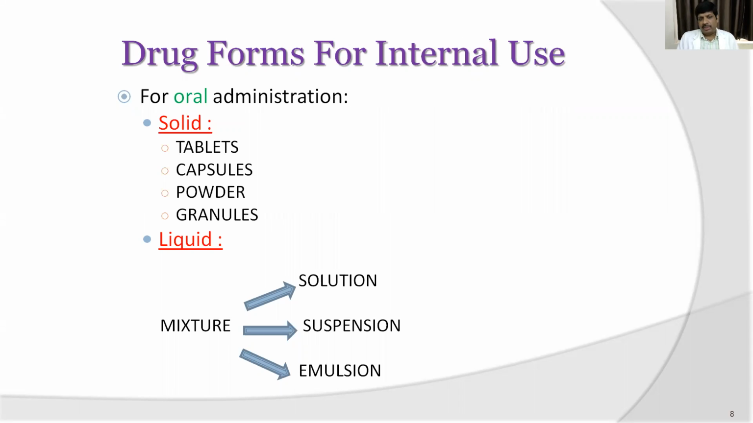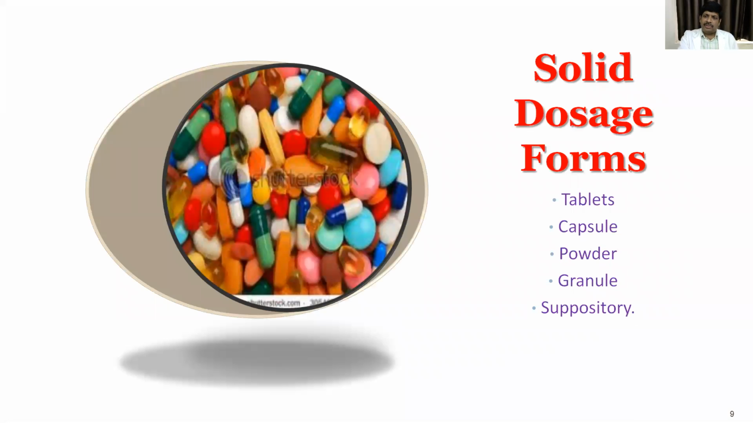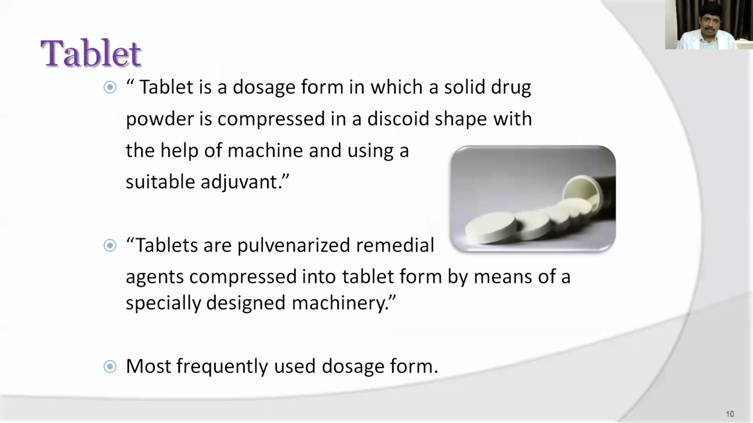Drug dosage forms are mainly of three to four types: solid, liquid, gas, and semi-solid. In solid, we have tablets, capsules, powders, and granules. In liquid, we have mixtures, solutions, suspensions, syrups, and elixirs. Solid dosage forms are like tablet, capsule, powder, granule, suppository. Whatever dosage form is solid in nature becomes a solid dosage form.